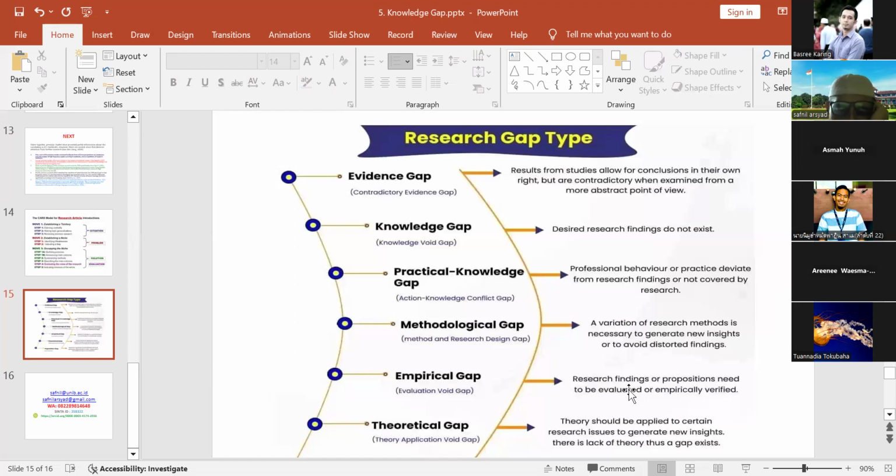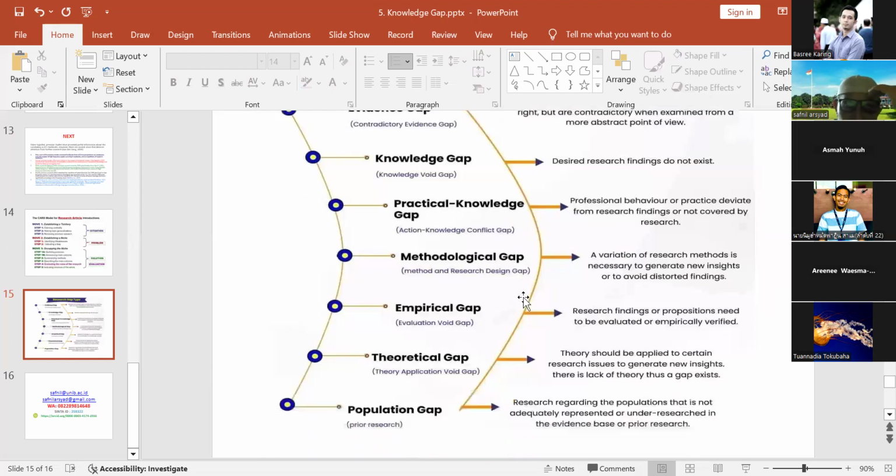And then finally, the theoretical gap. Theory should be applied to certain research issues to generate new insight. There is a lack of theory, thus a gap exists. So, lack of theory. For example, this exists on a new topic of research, like the use of artificial intelligence, or the use of mobile devices in doing research, or, for example, the use of a mobile dictionary in learning English. How effective is it? Okay, so this is about research gap.